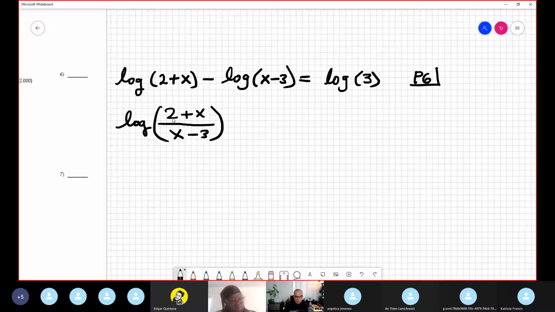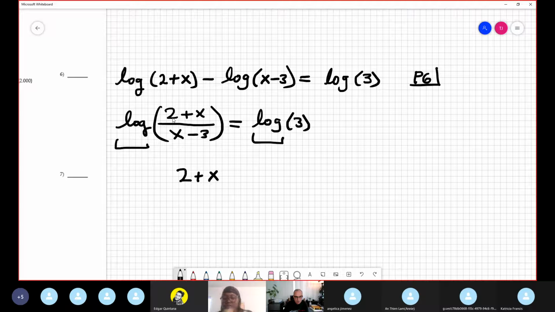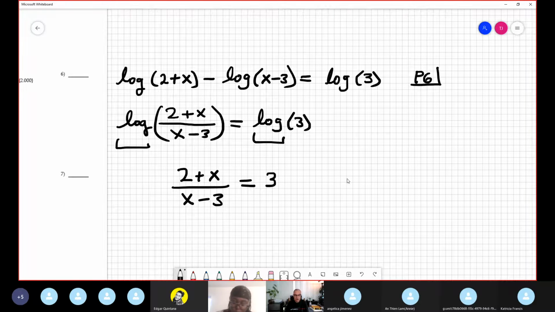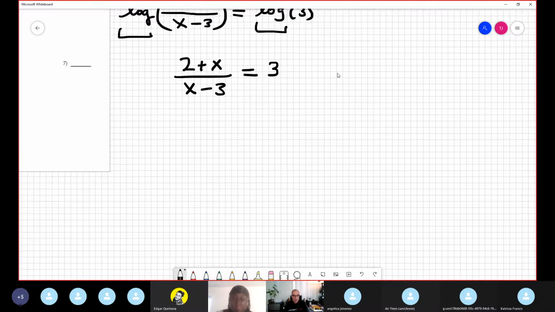You condense into only one. On the right-hand side, we have the logarithm of 3. So now, if you have logarithms of the same base, it's because the argument is the same. Look, you mentally delete the word log, and the rest is easy. Apply cross multiplication: 2 plus x times 1, because this is an invisible 1, is equal to 3 times x minus 3.